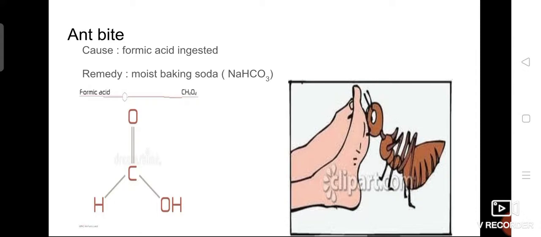So the ant is injecting an acid, formic acid. To overcome that acid effect, we are going to use a base, that is baking soda. What is the chemical name? Sodium bicarbonate.